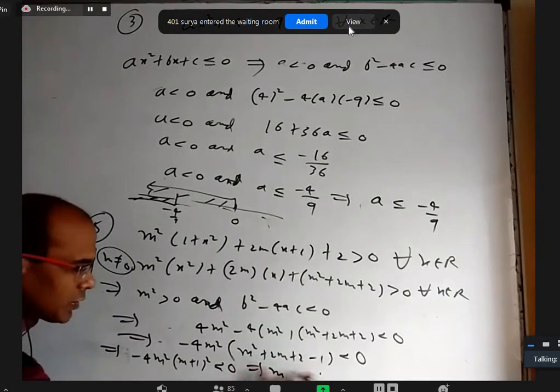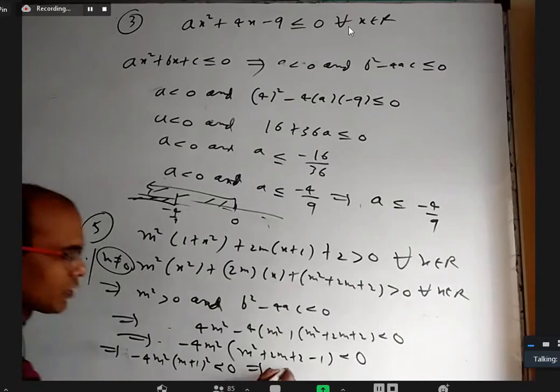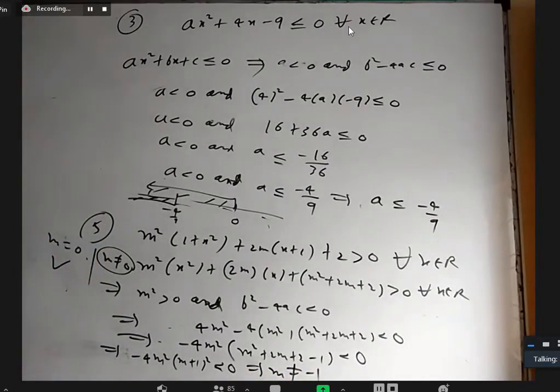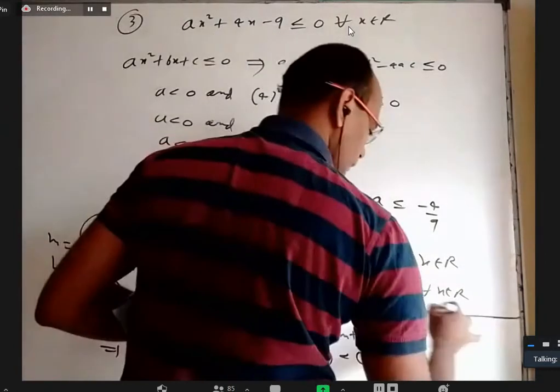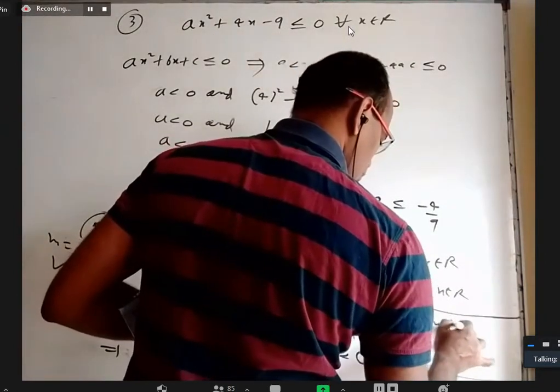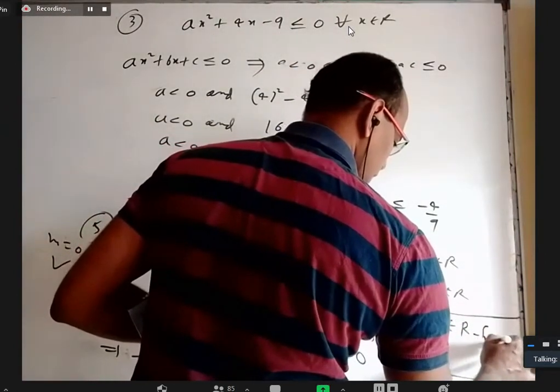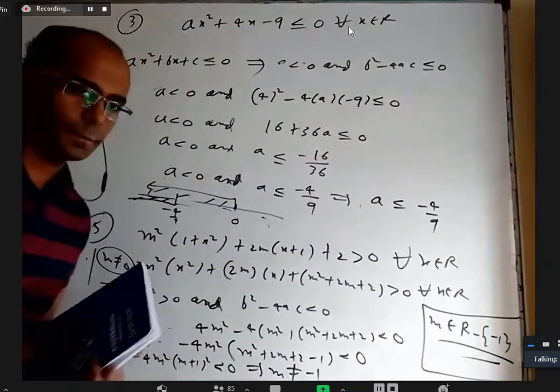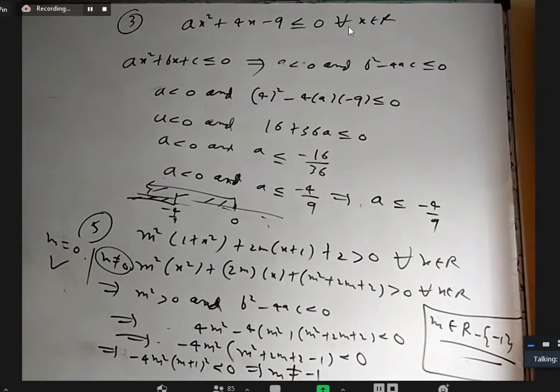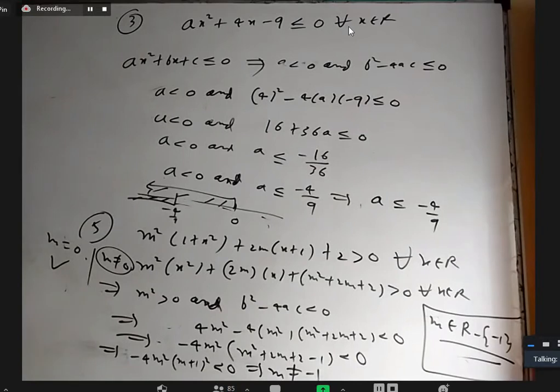Okay, only thing is that it is always negative, only at one number it is 0, so m should not be minus 1. 0 is okay, except minus 1, everything is okay. So final answer is m belongs to all real numbers except minus 1. I'm not looking at the answers, somebody can look at it. If something is wrong, you can tell me also.